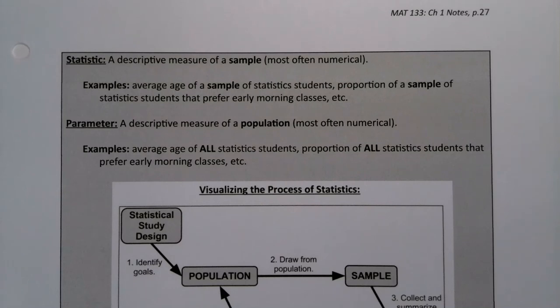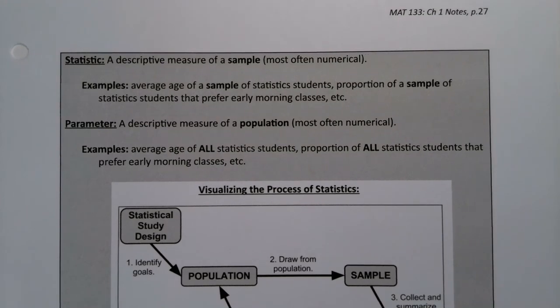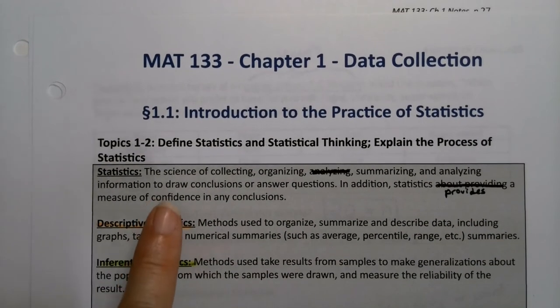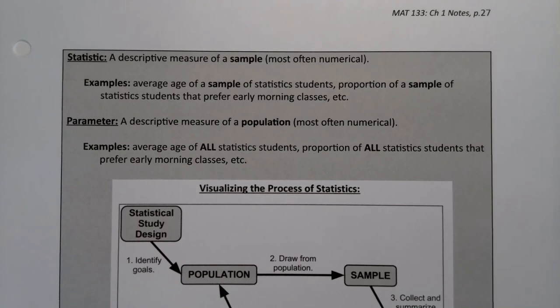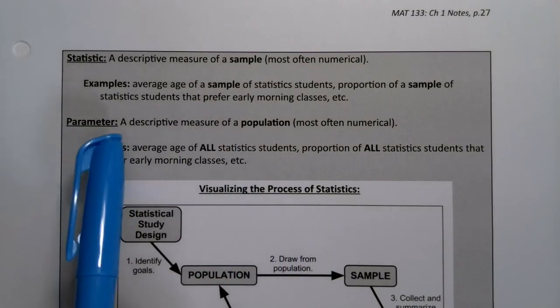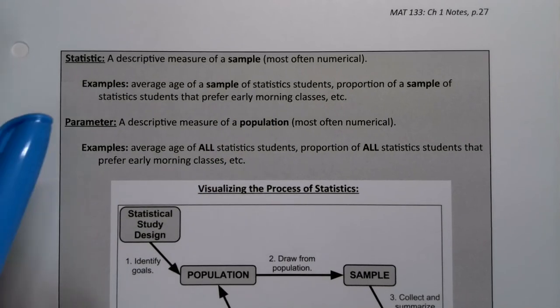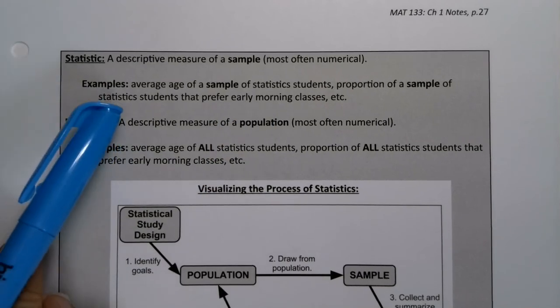Now it's time to gather another set of definitions. A statistic is a descriptive measure of a sample, most often numerical. Now that's not statistics. Statistics is the science of collecting and organizing and all of that. But a statistic is a number that you gather about the sample. So, for example, the average age of a sample of statistics students, or the proportion of a sample of statistics students that prefer early morning classes, right? So, those are numbers that describe those groups.